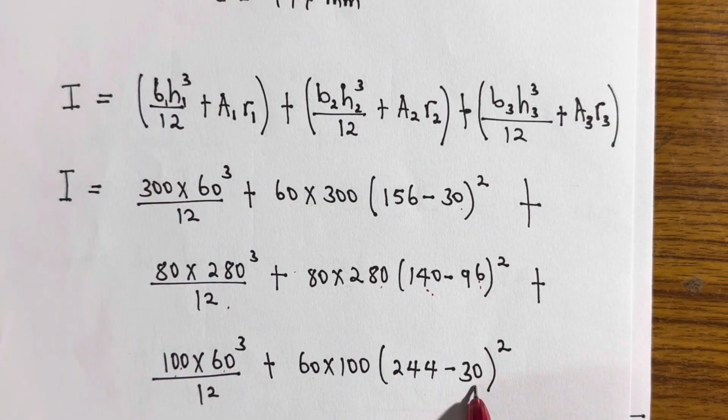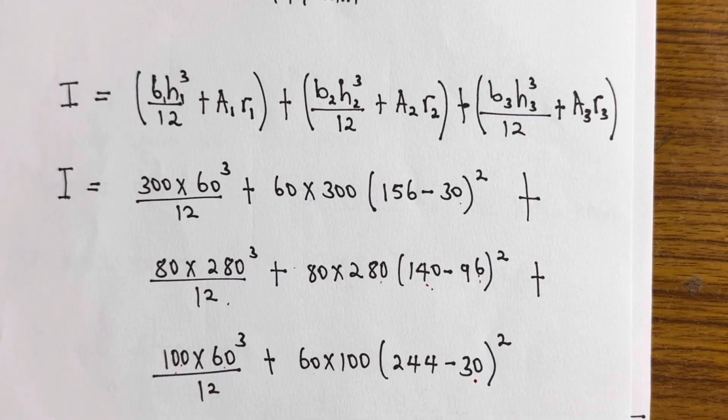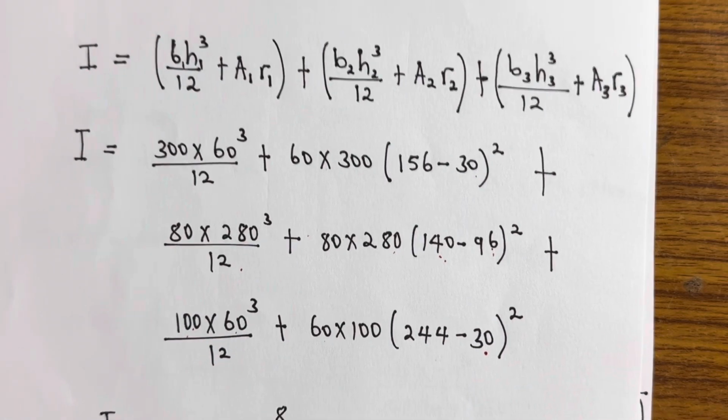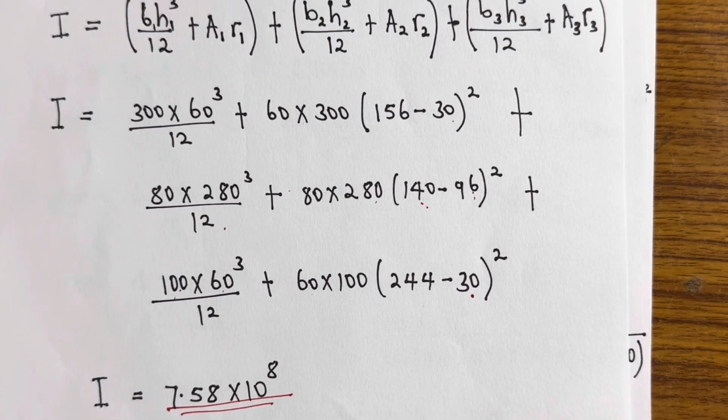That's our R3. So when you press this, everything here, you add it up, you're coming to this value of 7.58 times 10 raised to power 8. So that's what we're calling the I.